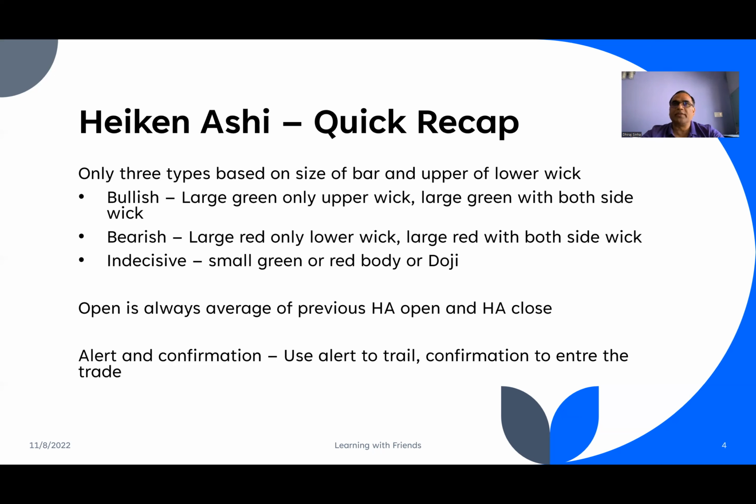If there is only upper wick, there is no lower wick. Now remember, while I'm not going to talk about the specific computation of Heiken Ashi, each Heiken Ashi candle starts at open, which is the average of open and close of the previous Heiken Ashi candle. So you will see that Heiken Ashi always starts in the middle of the previous candle body.